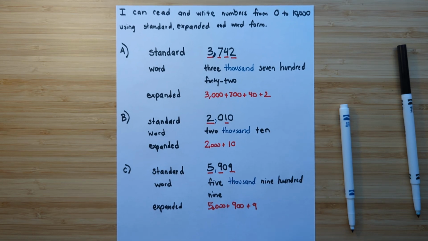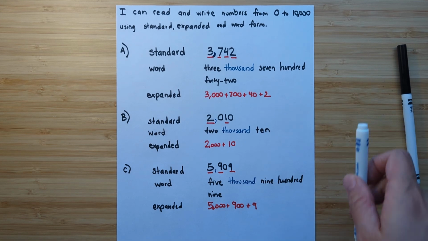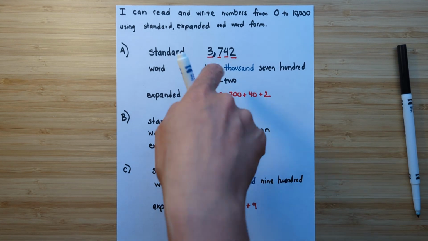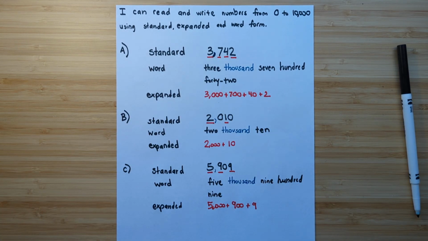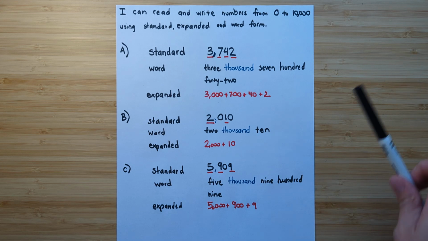All right, so the I can is: I can read and write numbers from 0 to 10,000 using standard, expanded, and word form. So just remember, in third grade, when you have that comma right there in that spot, it literally represents the word thousand when you're reading it. Also, one thing, if you notice, there is no ands.